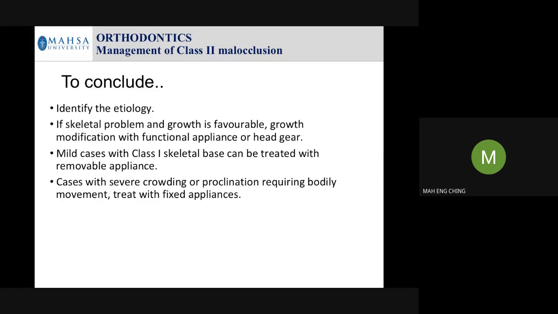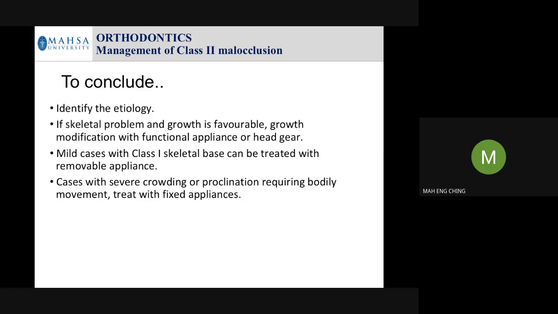Functional appliance can use twin block, headgear, high pull, low pull. So it depends if you have a short mandible or you have a long maxilla. If you're short mandible, then you use functional. You have a long maxilla, then you use headgear. So mild class 2, more cases with a class 1 skeletal pattern can be treated with the removable appliances.